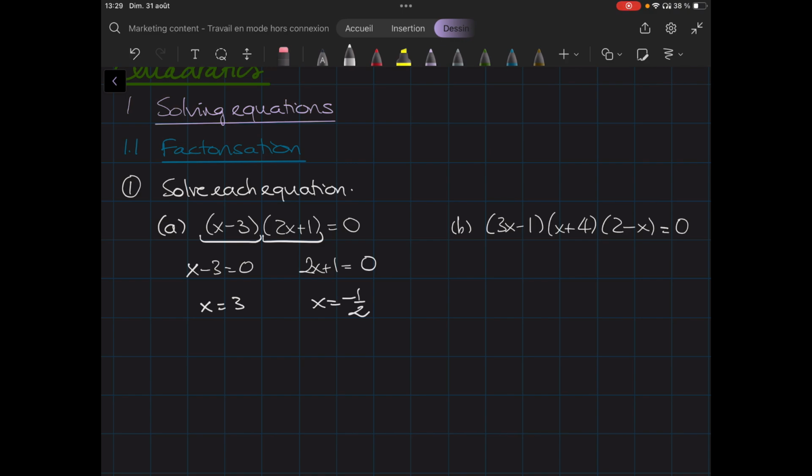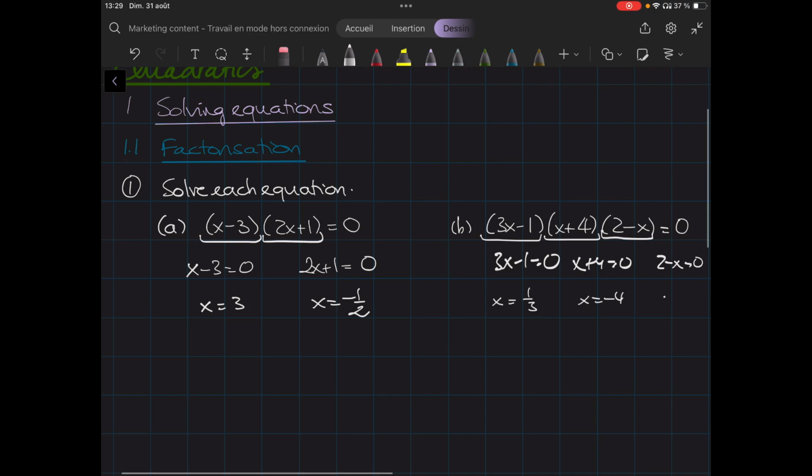Similarly, in part B, it doesn't matter how many factors you have. For this to be true, either this factor is equal to 0 or that one or that one. So x is a third, -4, or equal to 2.